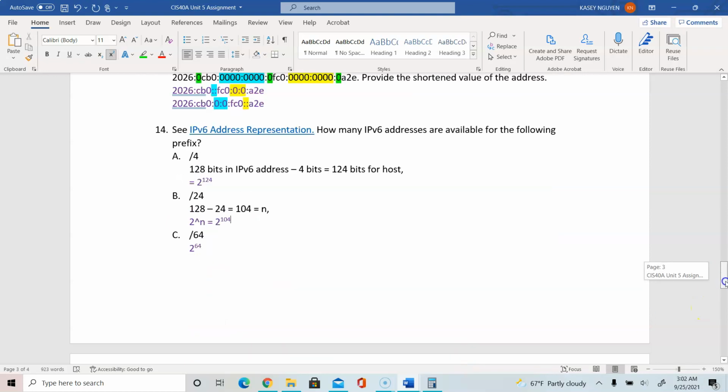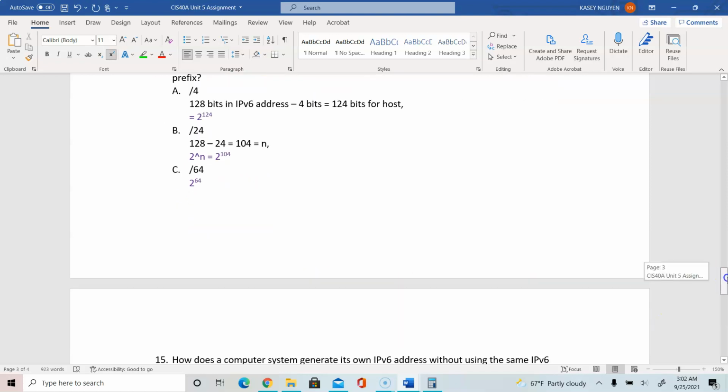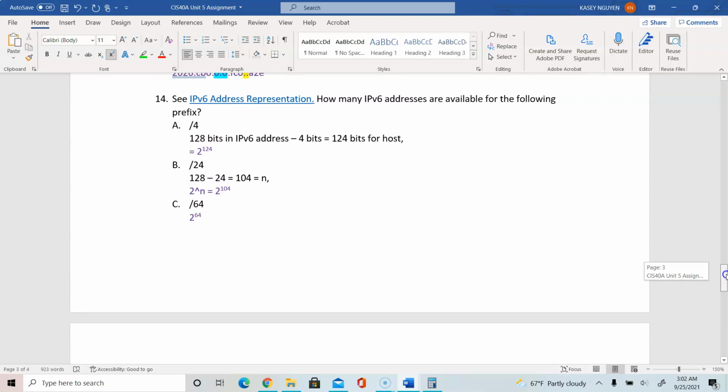So you simply take 128 subtracted by the CIDR number, which gives you the exponent number for your host address. And the same thing that we do here for C, we would take 128, subtract 64, which gives us 64, and that will be the exponent of our host, 2 to the 64. Pretty straightforward.